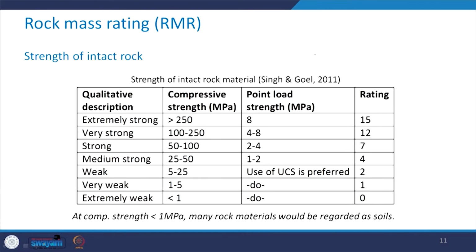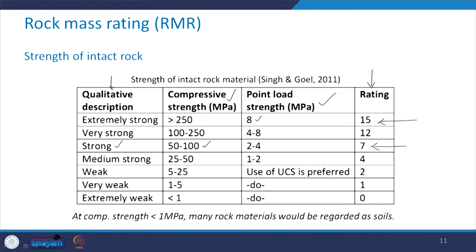Look at this table. The first column gives the qualitative description, the second is for the compressive strength, the third column gives the corresponding point load strength in megapascal, and finally the last column gives the rating. If the UCS value of the intact rock is more than 250, the rock is called extremely strong, its corresponding point load strength will be more than 8, and the rating assigned is 15. Similarly, if you have a compressive strength of 75 megapascal, it will lie in the strong category and will have a rating of 7.